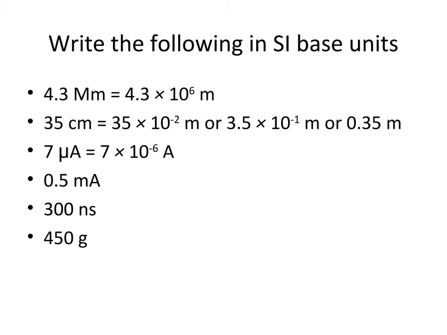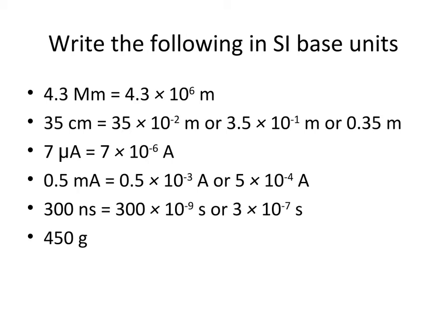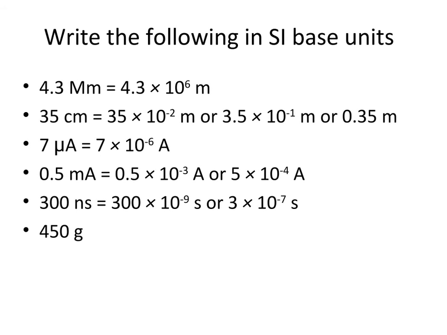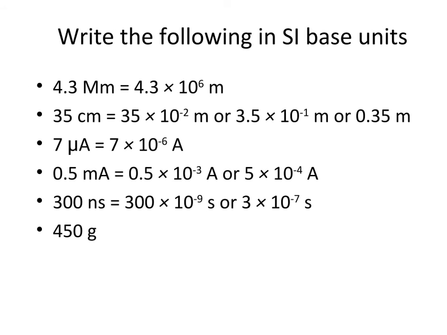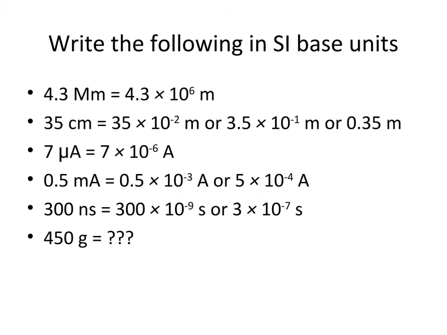7 microamperes, or 7 times 10 to the minus 6 amperes. Then 5 times 10 to the minus 4 amperes, which is 0.5 milliamperes. 300 nanoseconds, or 3 times 10 to the minus 7 seconds. Again, we see engineering notation. And then we have scientific notation.